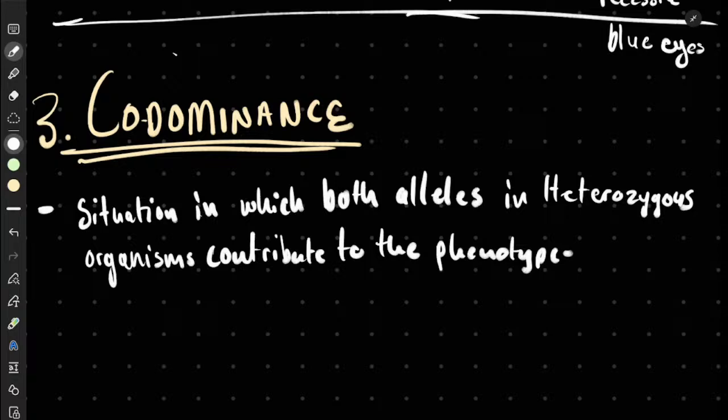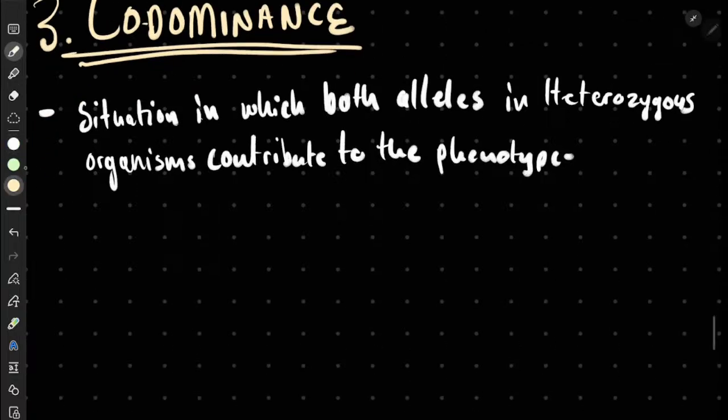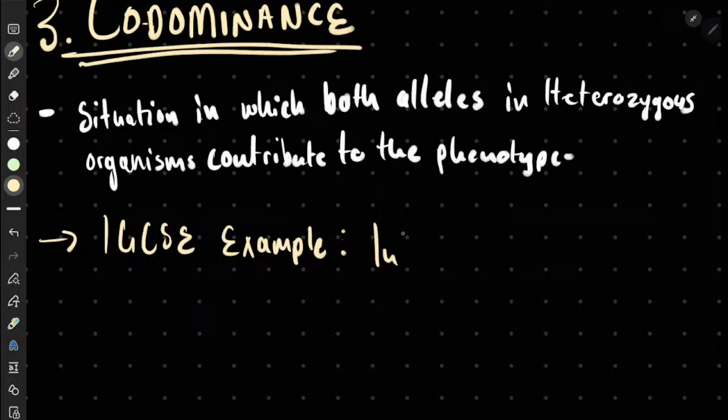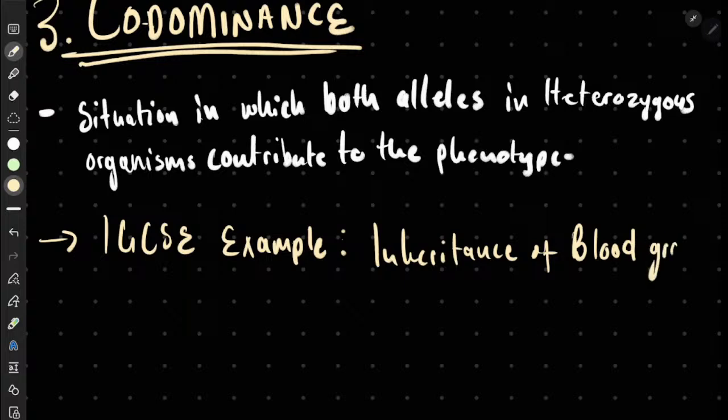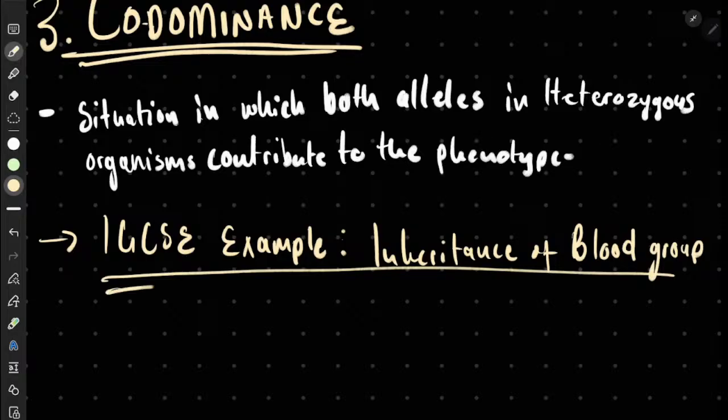It's blood groups. So here is the IGCSE example you do on codominance: the inheritance of blood groups. If you get a question on this, they are asking you about codominance. Okay? Are you hearing me?